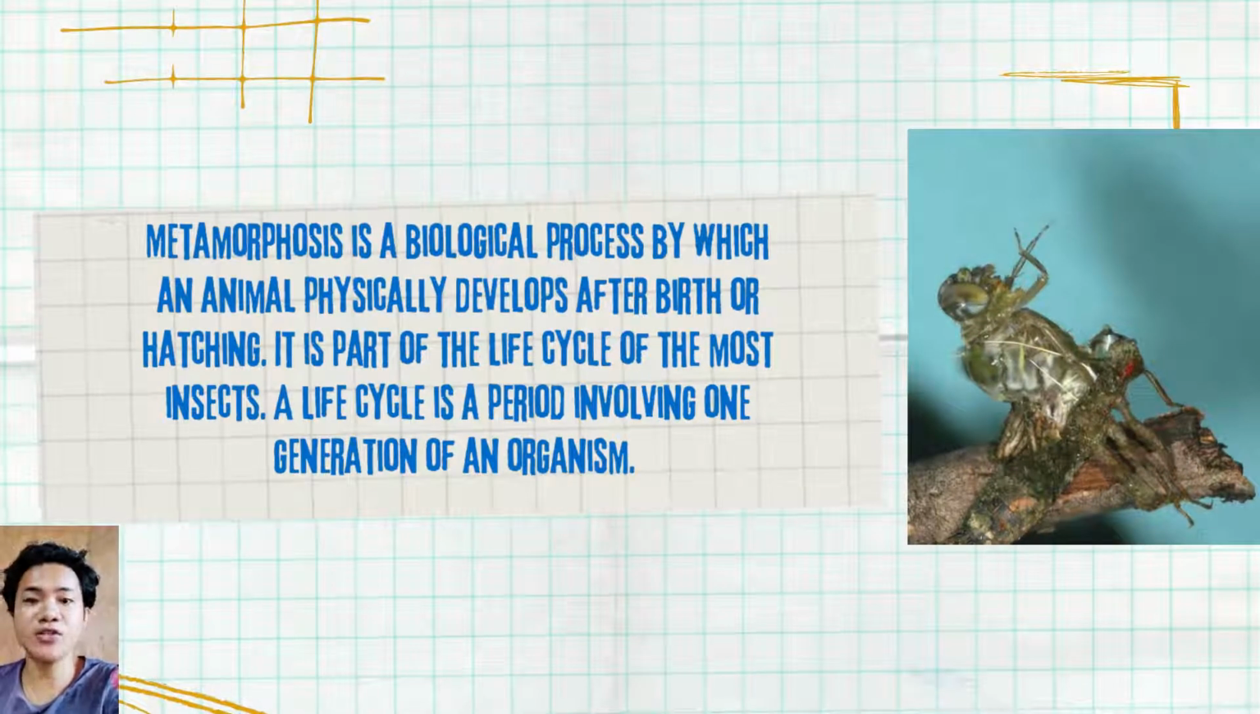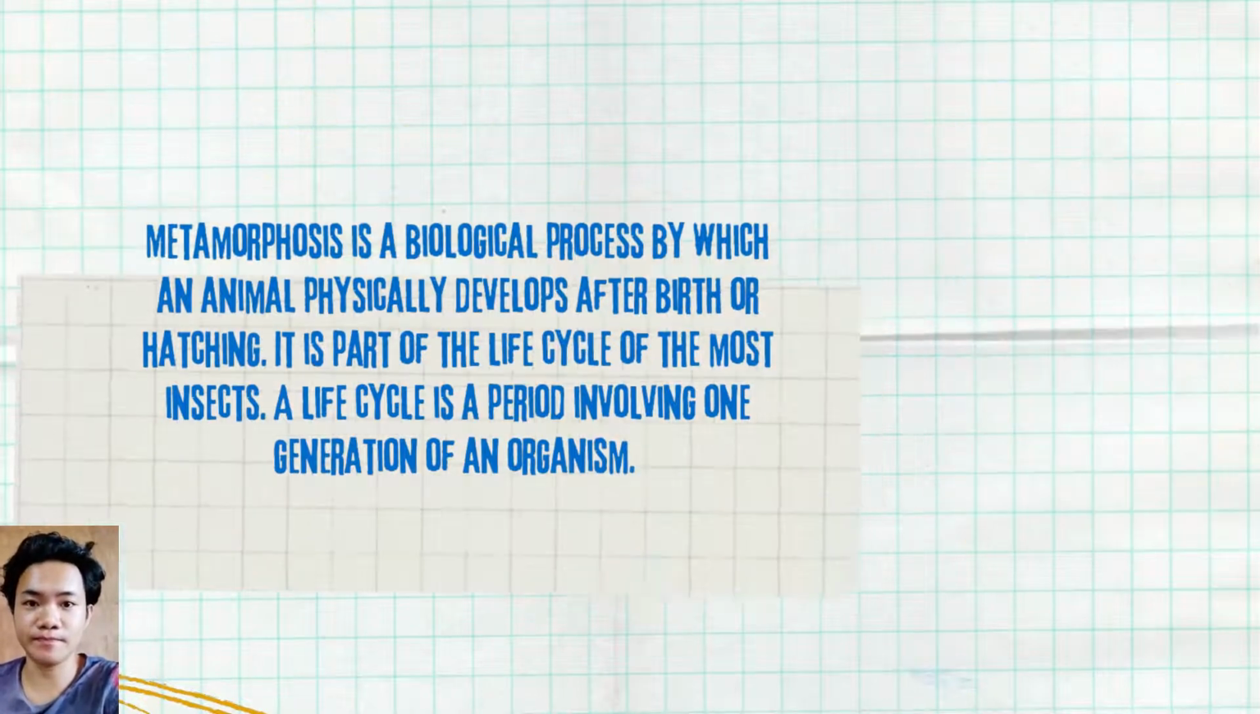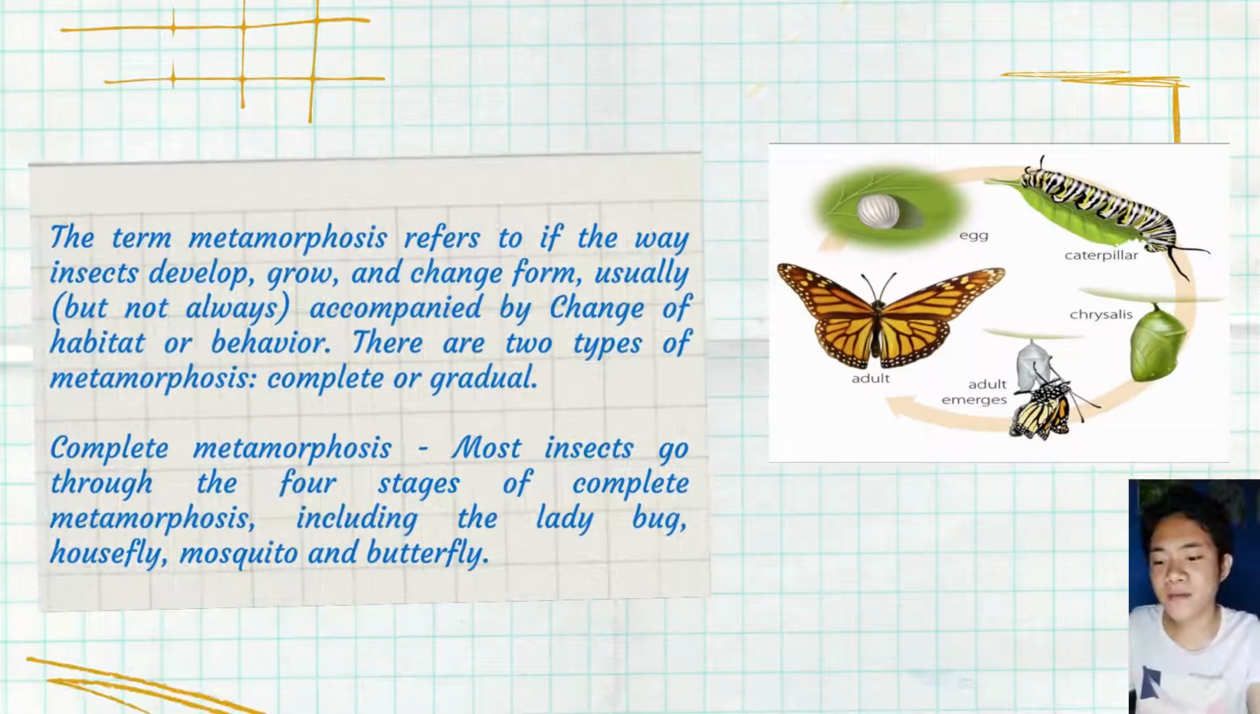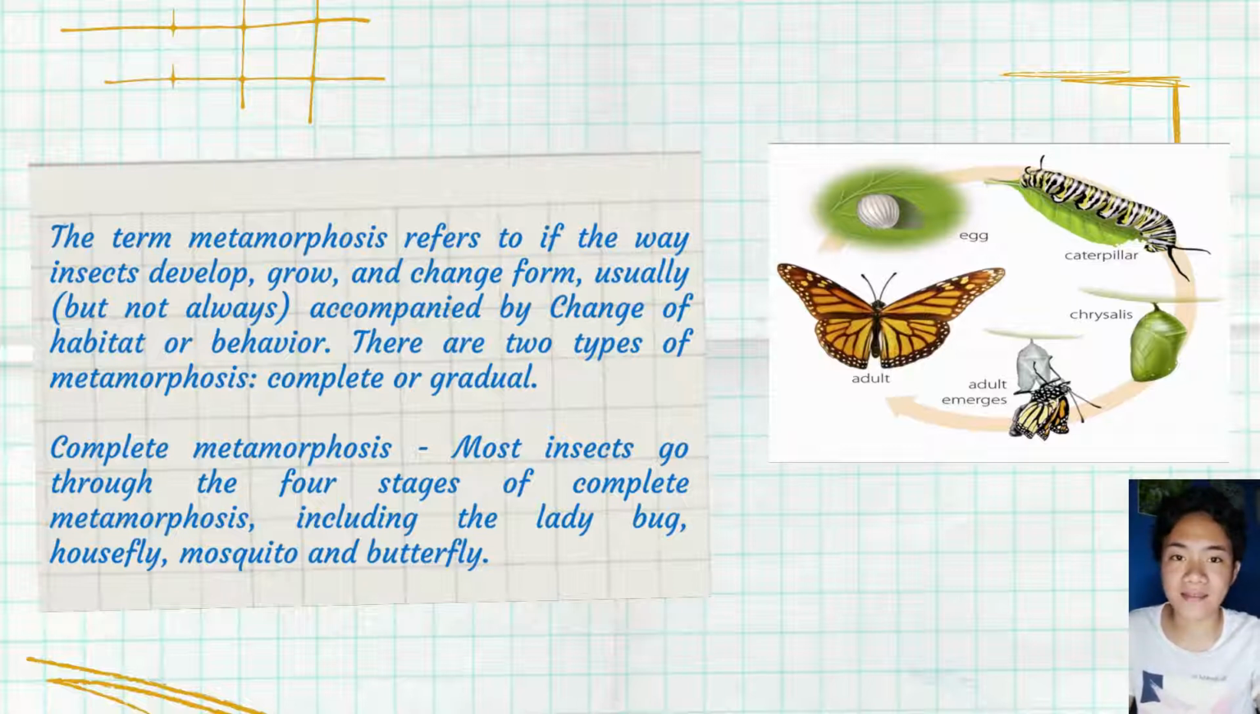Metamorphosis is a biological process by which an animal physically develops after birth or hatching. It is part of the life cycle of most insects. A life cycle is a period involving one generation of an organism. The term metamorphosis refers to the way insects develop, grow, and change form, usually accompanied by a change of habitat or behavior.